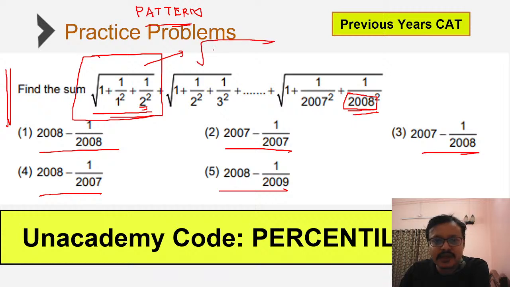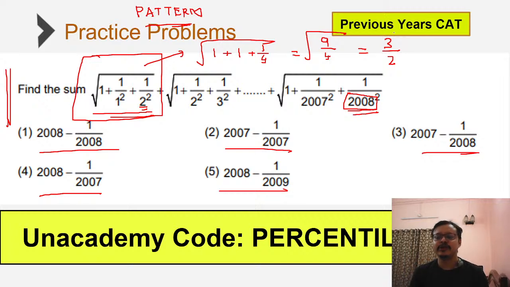The first term is 1 plus 1 by 1 square plus 1 by 2 square, that is 1 plus 1 plus 1/4. That is equal to root of 9 by 4. Root of 9 by 4 comes out to be equal to 3 by 2. The moment you get 3 by 2, simply check which of the options follows the pattern. So anybody, how can we write 3 by 2? How can we write 3 by 2 in the form of reciprocals?